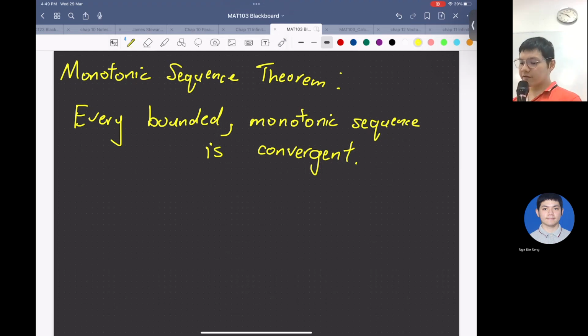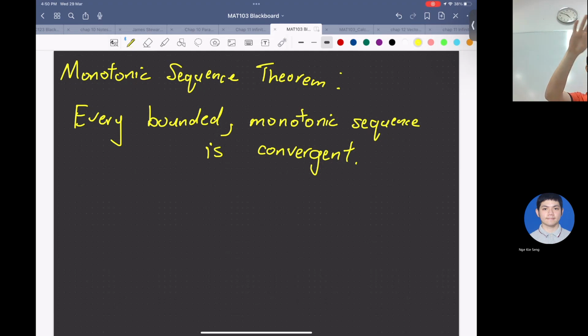This characterizes all the bounded and monotonic sequences. If you found that your sequence is bounded and monotonic, these two conditions together, you will know that your sequence is actually convergent. Maybe it goes very wild, meaning you can't see the pattern in the numbers. But if you can show that this sequence is bounded first, second is monotonic, either decreasing or increasing, then it is convergent.